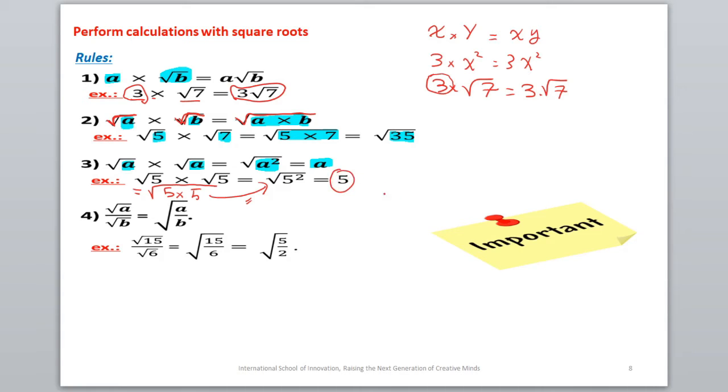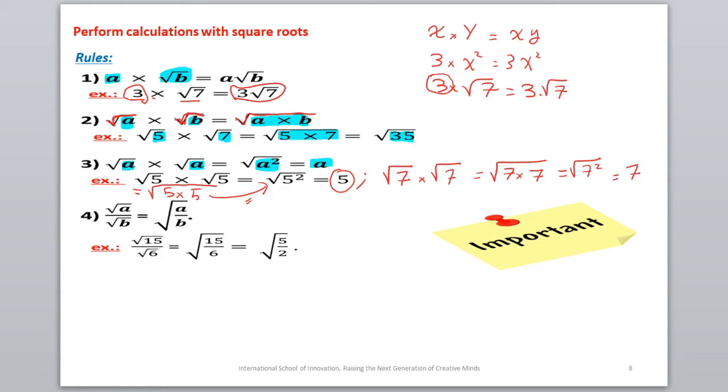Okay? Let's take another example here. Radical 7 times radical 7 is radical 7 times 7. So I combine the radicals in one radical, and I multiply 7 times 7 by using this rule. So it is equal to radical 7 squared, and I already know that radical 7 squared is equal to 7.